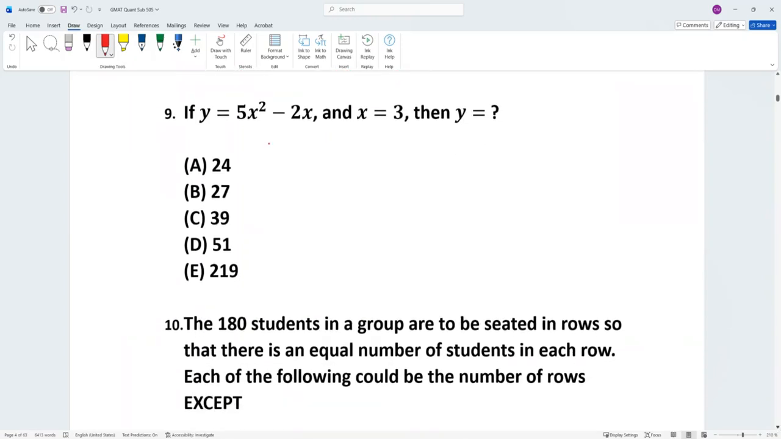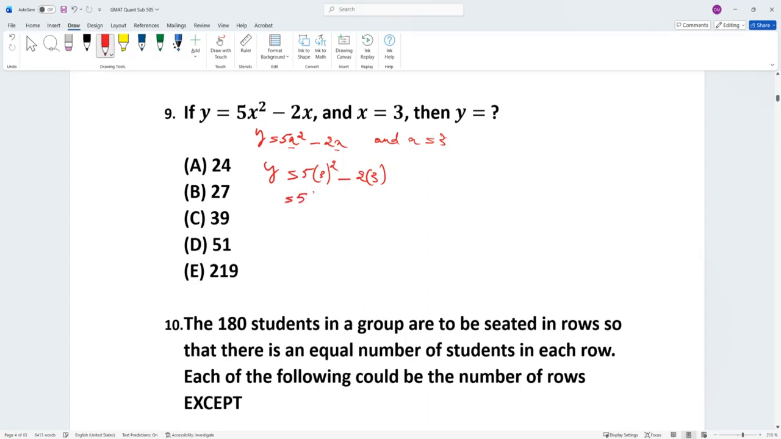Which is this one. If y is equal to 5x to the power 2 minus 2x, and x is equal to 3, then what is the value of y? Simply put, we are going to replace the value of x here by 3. So y is going to be equal to 5 times 3 to the power 2 minus 2 times 3.